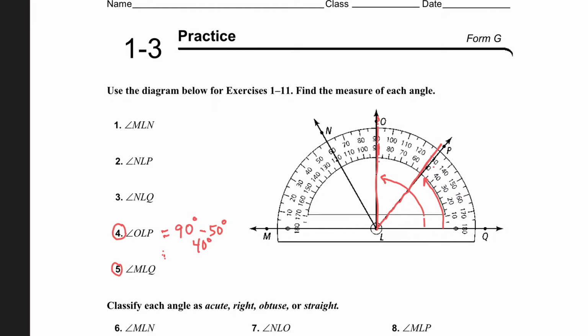So the measurement of angle OLP is going to be 90, since that's a right angle, minus 50, which is going to give you 40 degrees. Let's go ahead and find the measurement of angle MLQ. You notice that it's going to be this entire angle. So in this case, it's going to be 180 degrees.